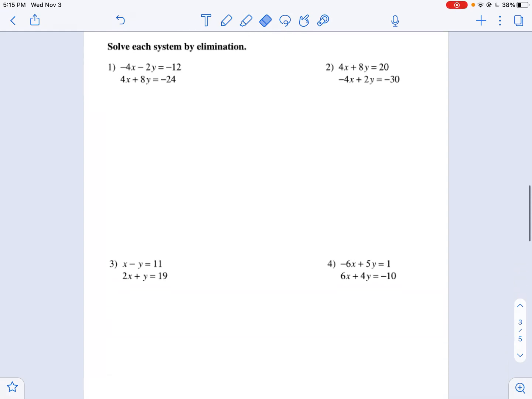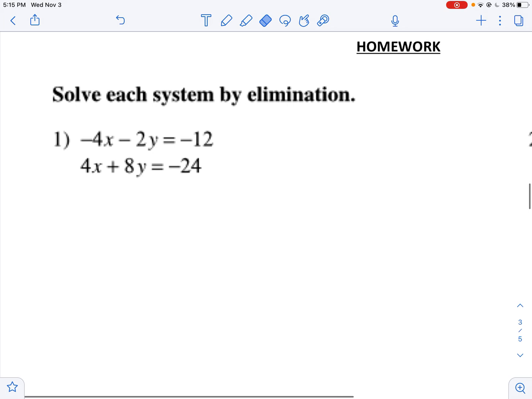In this video, we're going to solve systems of equations by elimination. So what this means is I'm going to try to eliminate one variable, or cancel out, or reduce to zero, or whatever you want to call that, but elimination is our process. I'm going to try to get rid of one variable.